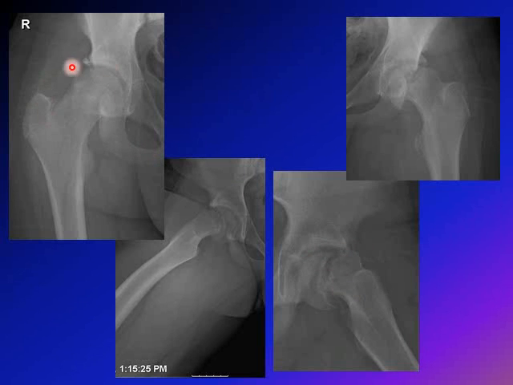And if you see closely, actually on the right side, you can see that there is a mild slip here in the AP, also in the lateral. This is very obvious. If you draw a line here from the anterior neck, you will see it is far away from the femoral epiphysis here.